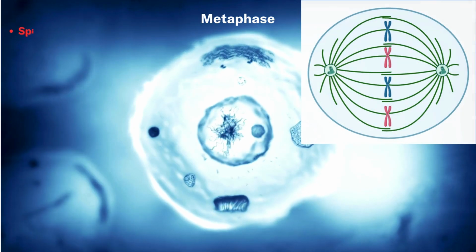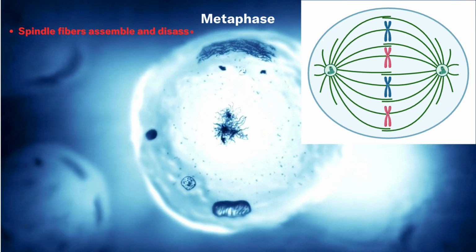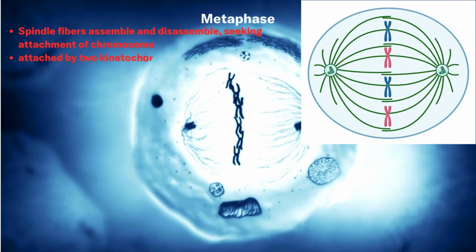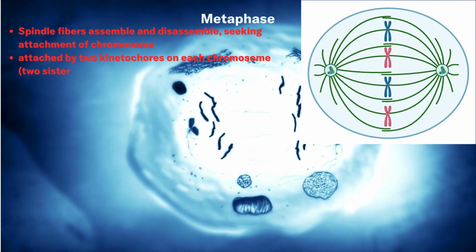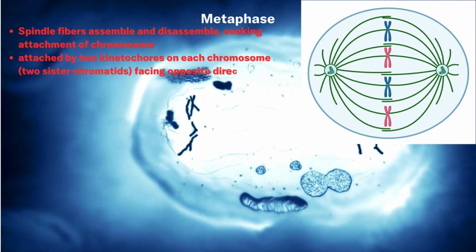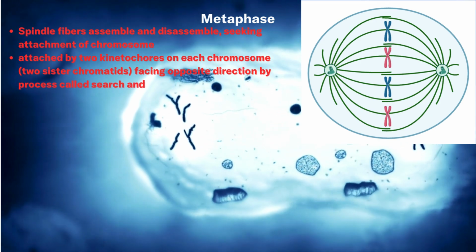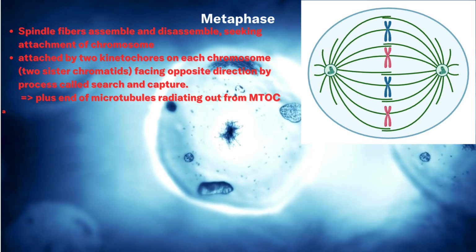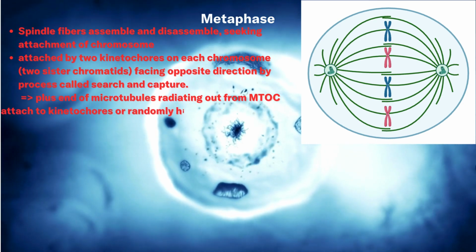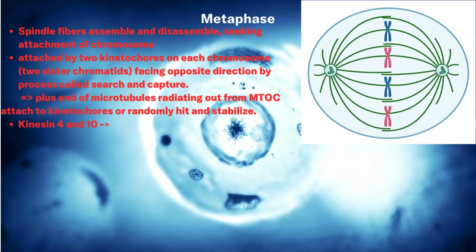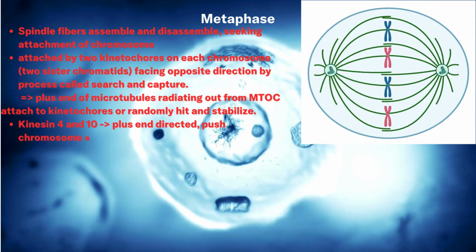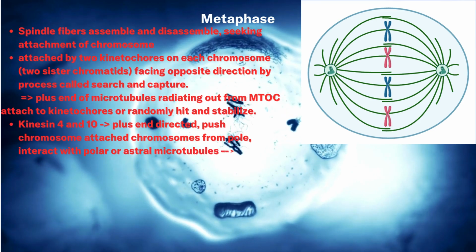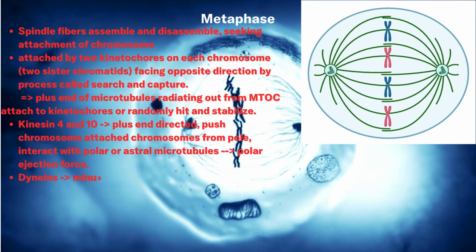Let's see metaphase. During this phase, spindle fibers assemble and disassemble, seeking attachment to chromosomes. They attach by two kinetochores on each chromosome, with the two sister chromatids facing opposite directions, by a process called search and capture. Plus ends of microtubules radiating out from the MTOC attach to kinetochores or randomly hit and stabilize. Kinesin 4 and 10 are plus end directed proteins. They push attached chromosomes away from the pole, interacting with polar or astral microtubules, which is called polar ejection force.